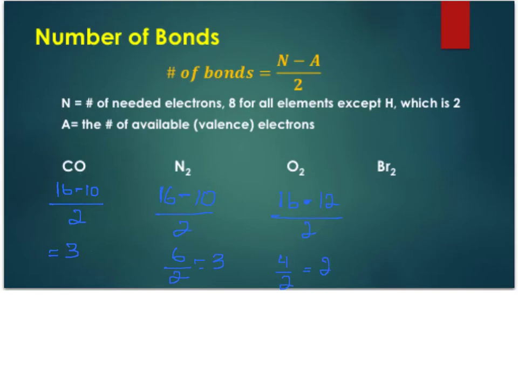In bromine, 2 bromine atoms, each requiring 8. So that's 16. Minus, each bromine has 7. 7 2s are 14. Divide by 2. So that is 2 divided by 2. So that is equal to 1 bond. So that's how we determine the number of bonds. And we're going to need that later on when we do drawing the structures.